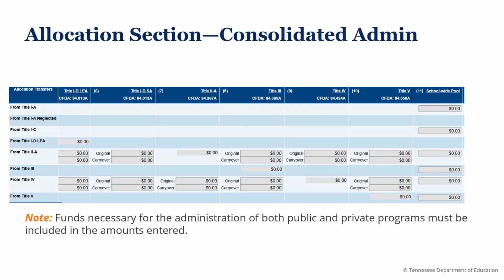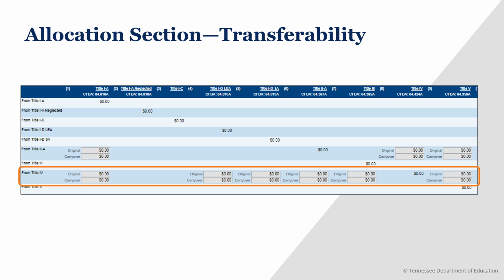And this is an example of what the allocation section looks like and how you would transfer the funds over. And this provides a little bit more specificity.